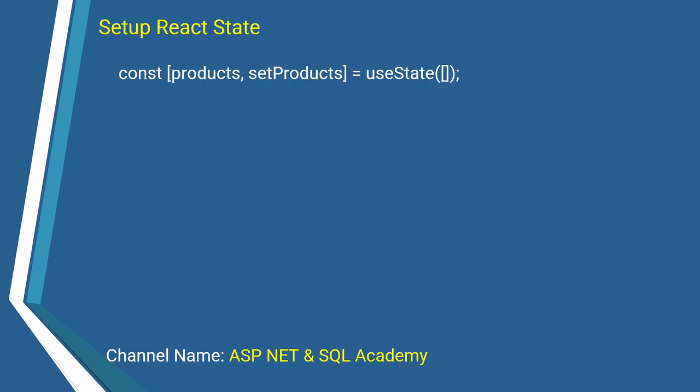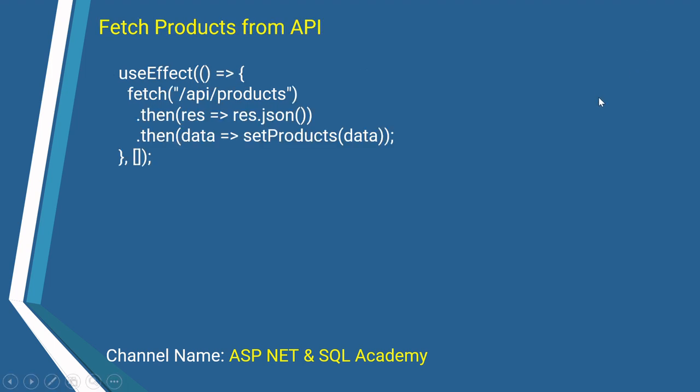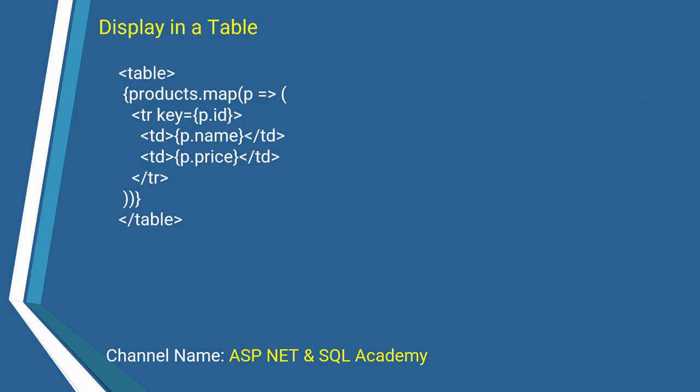In React, we will store our product list in a state variable. In useEffect, we call our backend API to fetch products and update state. Let us display the products inside a simple HTML table.